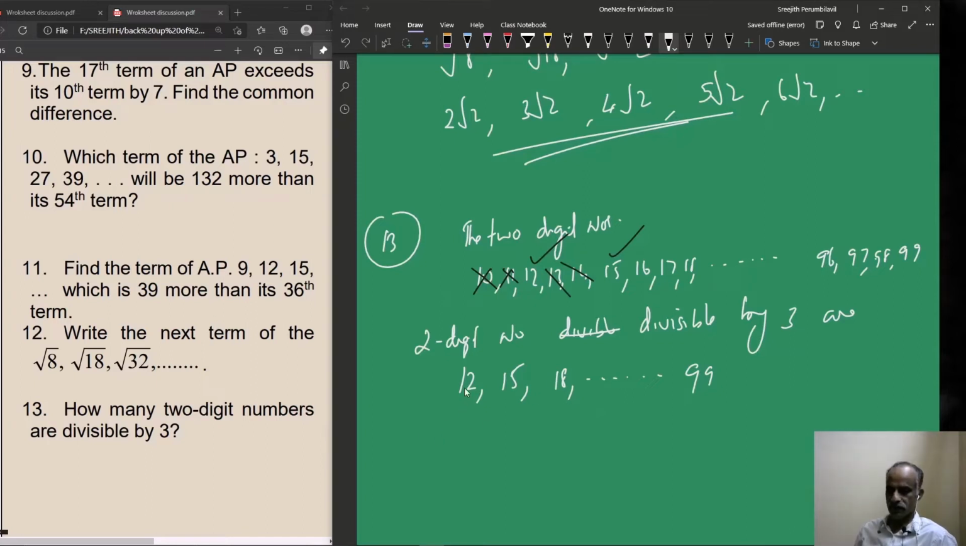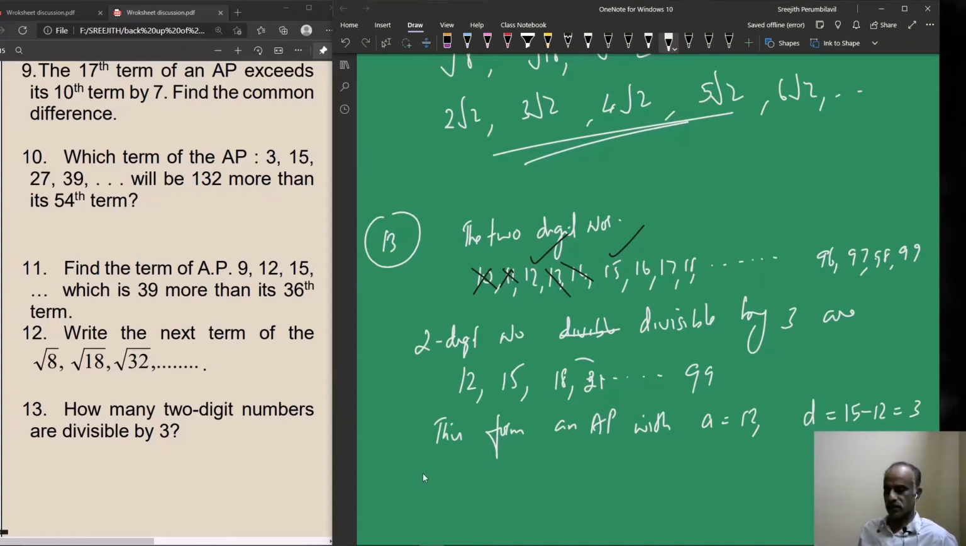When you look at it, what does this form? What is the difference? The next one is 21. It's an AP. These numbers form an AP with A equal to 12, and what is D? D is equal to 15 minus 12, that is equal to 3. Multiples of 3, divisible by 3. So obviously the common difference will be 3.